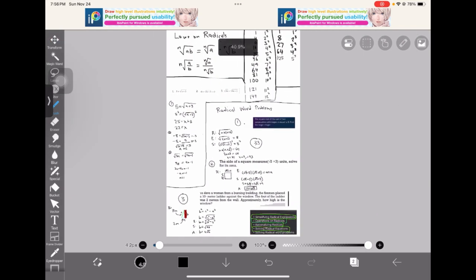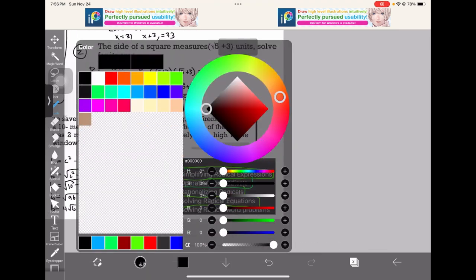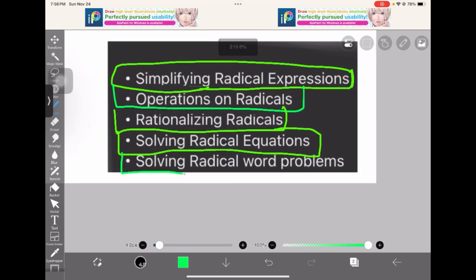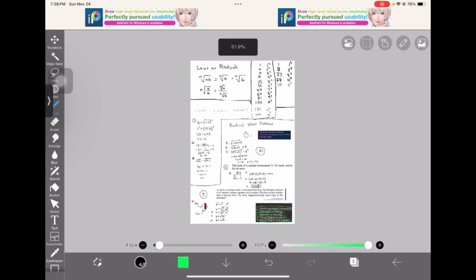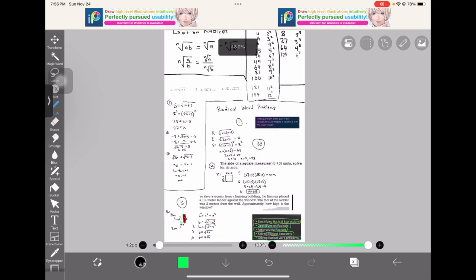And there you go. That is your radical review for the upcoming test for radicals. And I hope you all enjoyed, and make sure to take a screenshot.